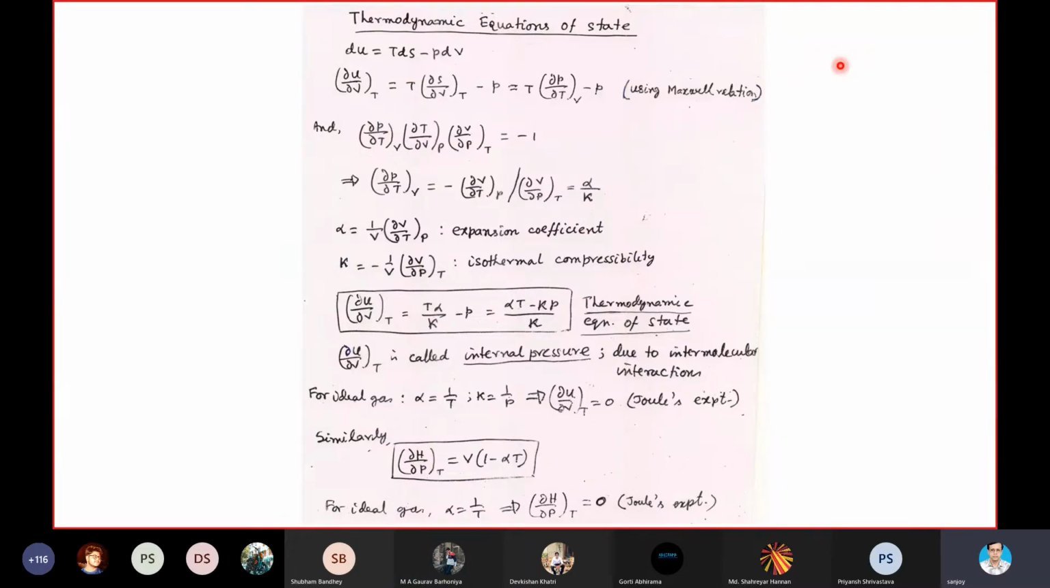Okay. So in the last class, we talked about two very important topics, important relations which one needs to use in various problems. That is, we talked about four different fundamental equations based on internal energy, enthalpy, Gibbs energy and Helmholtz energy changes. And from there, we also derived four Maxwell relations.